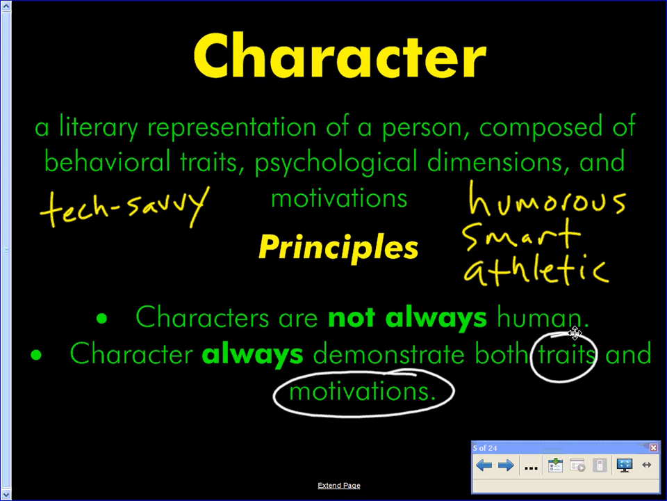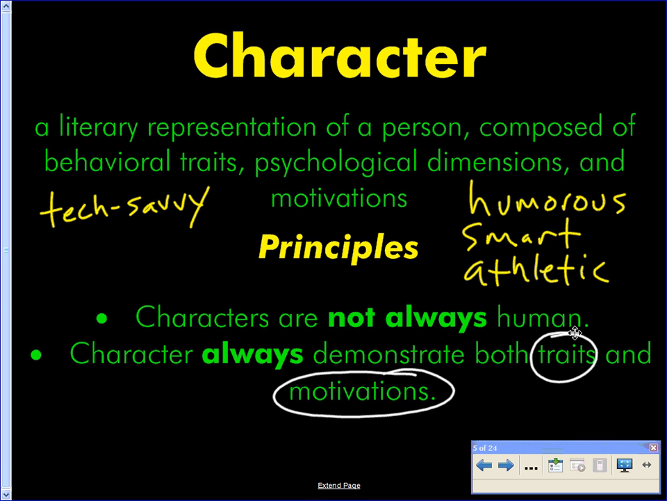Remember that I'm talking in terms of language, because tomorrow you will be writing about character. And when you're writing about character, I want you to use adjectives to describe. Okay, that's what we mean by traits.